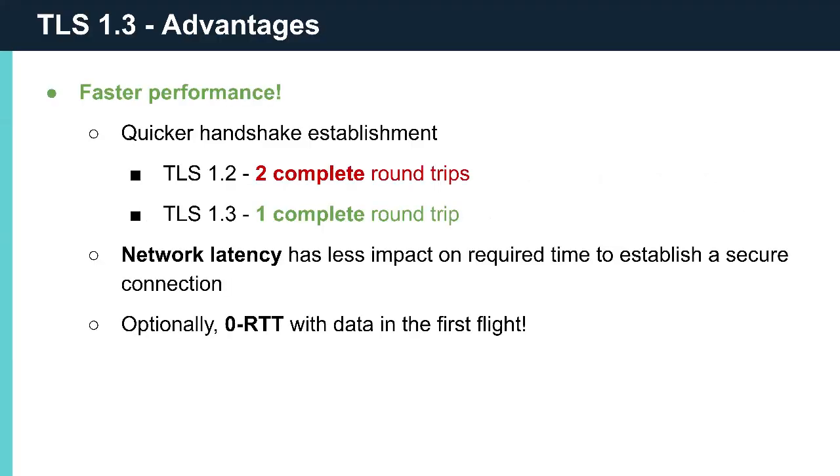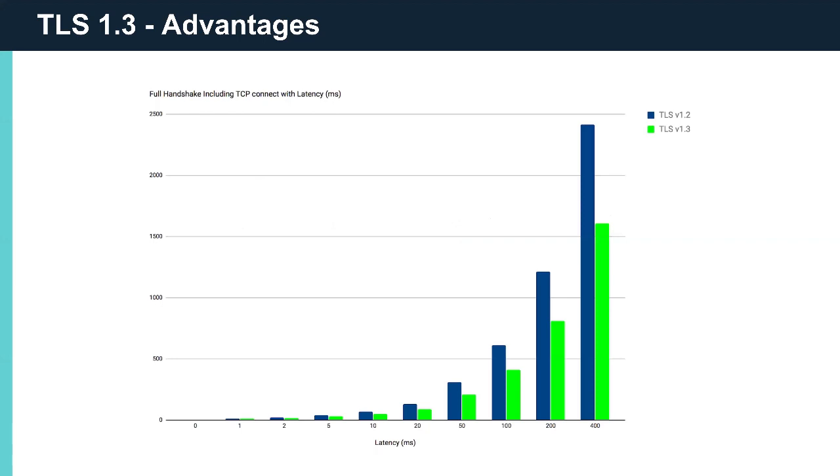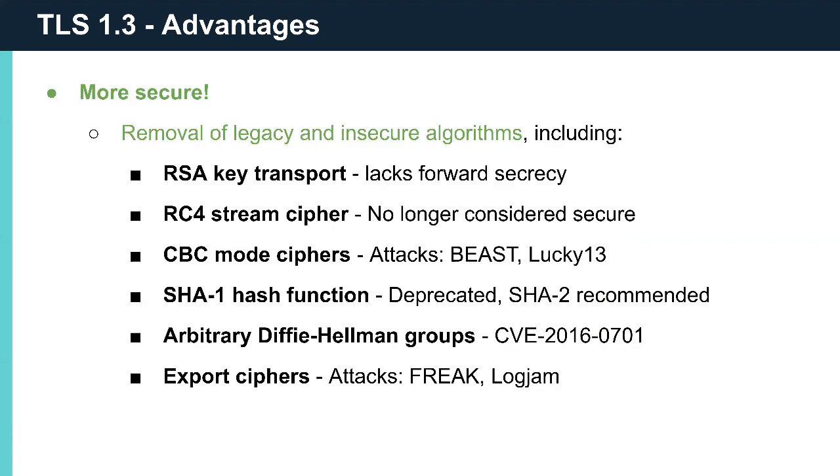So what does TLS 1.3 mean for you? We covered these a little bit before lunch. It's essentially faster in performance. We saw these slides before. More secure. It removed these algorithms and modes that are now legacy and not recommended.